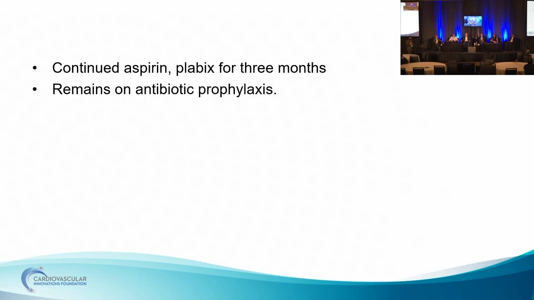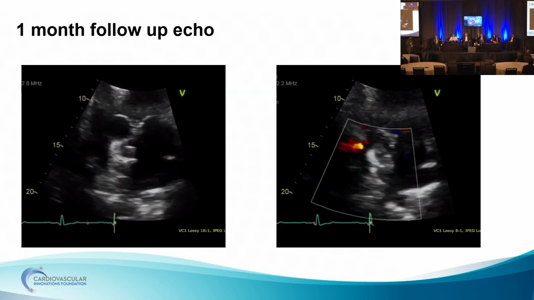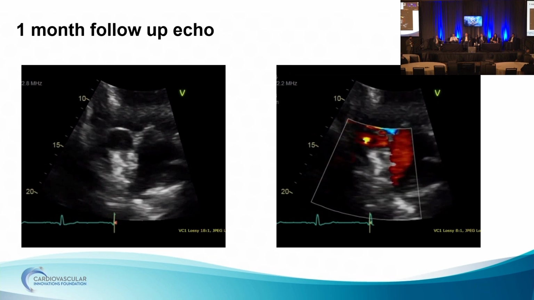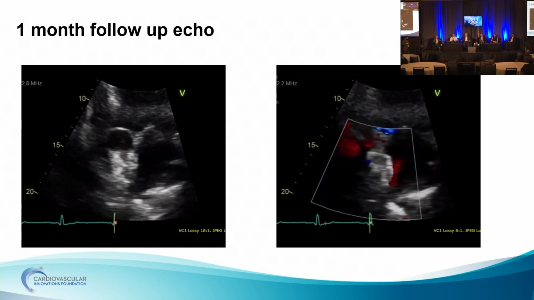There's some overriding of the aorta, but he did well. Continued on aspirin and Plavix for 3 months, remains on antibiotic prophylaxis, and this is what it looked like on his follow-up TTE. So no residual leak, and it looked pretty stable.